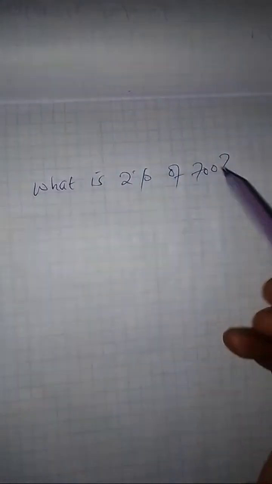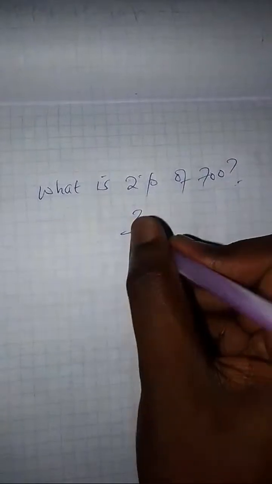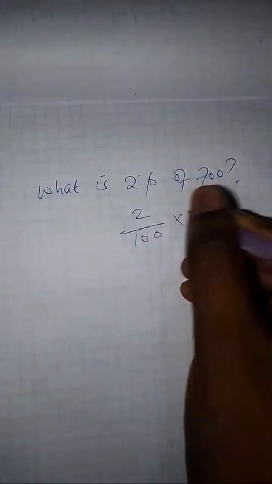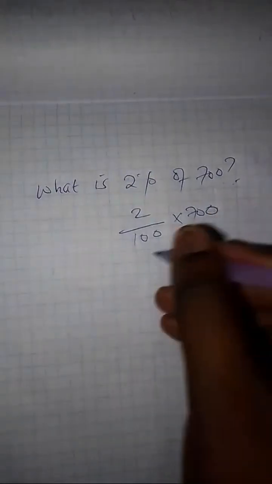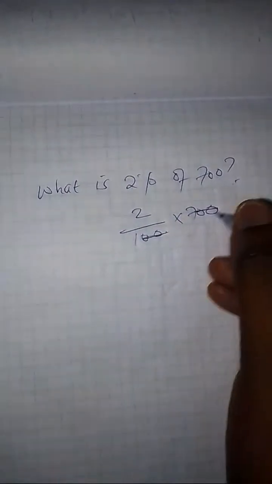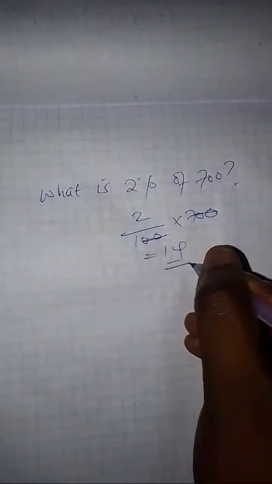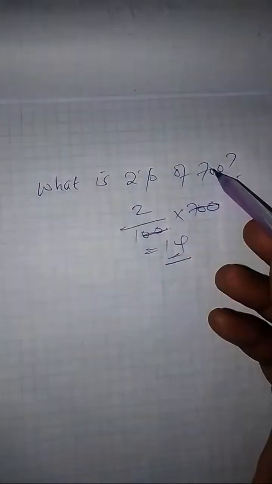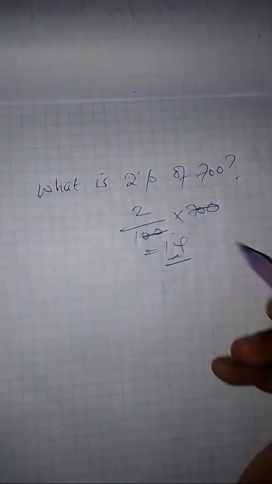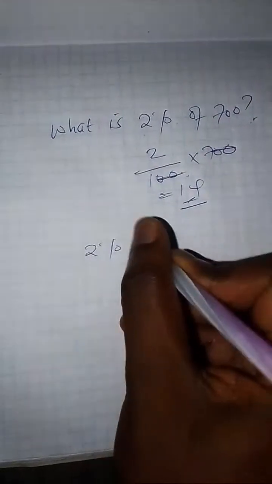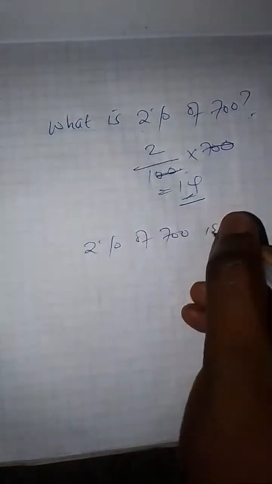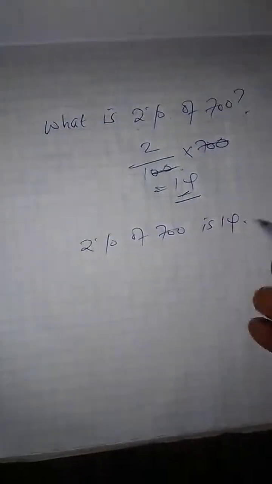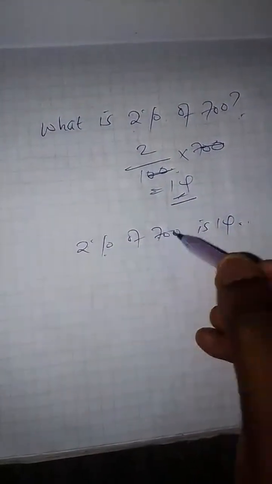What is 2% of 700? So here 2, this percent is out of 100, then multiply by 700. So from there we can say that the answer is 14. So you can conclude that 2% of 700 is 14.